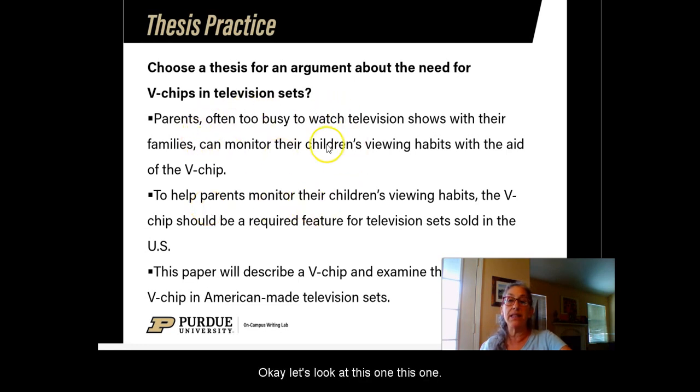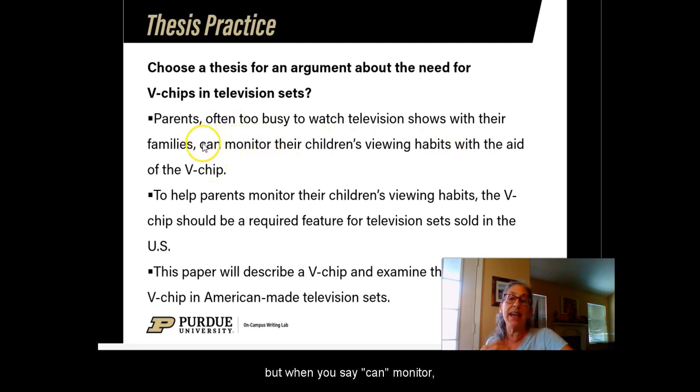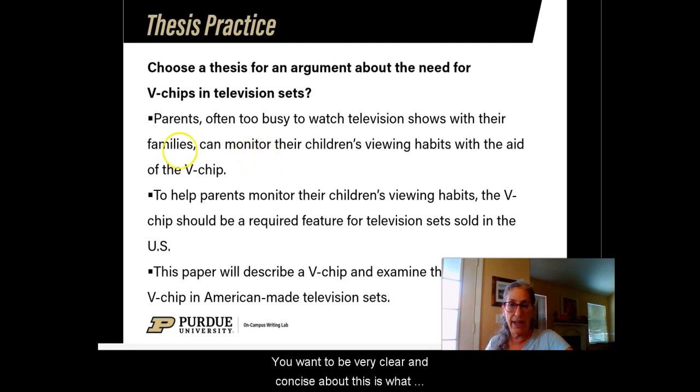Okay, let's look at this one. Parents often too busy to watch television shows with their families can monitor their children's viewing habits with the aid of the V-chip. This one is getting better, but when you say "can monitor," it's not strong, it's not assertive. You want to take a position in an assertive way. You want to be very clear and concise about this is what someone should do. This is the best thing that they should do.